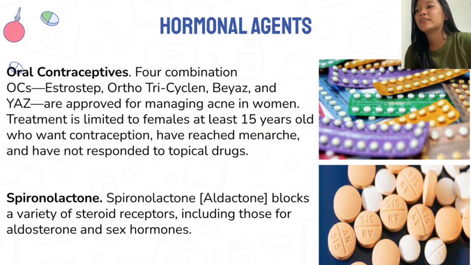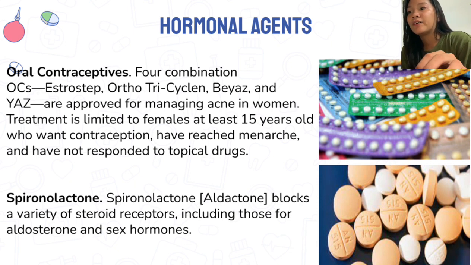So the hormonal agents have types. First are the oral contraceptives and spironolactone. Of the oral contraceptives, four combination OCs, including Estrostep, Ortho Tri-Cyclen, Diane, and YAZ, are approved for managing acne in women. Treatment is limited to females at least 15 years old who want contraception, have reached menarche, and have not responded to topical drugs. Spironolactone, or Aldactone, blocks a variety of steroid receptors.